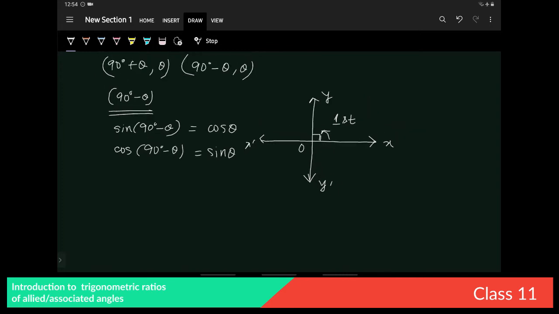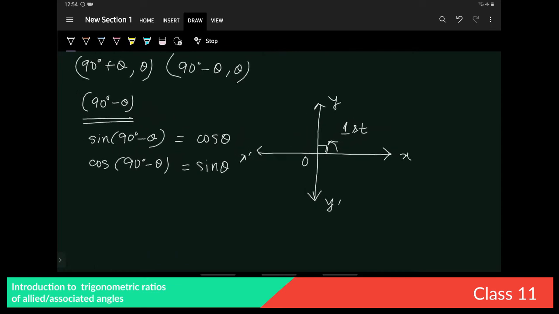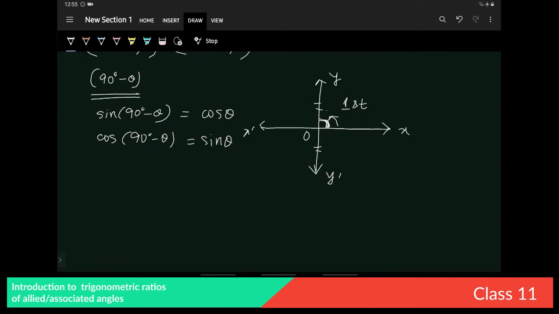Now look carefully, according to the working rule, what was that? If the angle is associated with the vertical line or the horizontal line. Here, if you look carefully, this 90° minus theta is associated with the vertical line, that means this line. So this is 90 degrees, and 90° minus theta means, suppose, this angle. So we consider this angle, and it is associated with the vertical line.